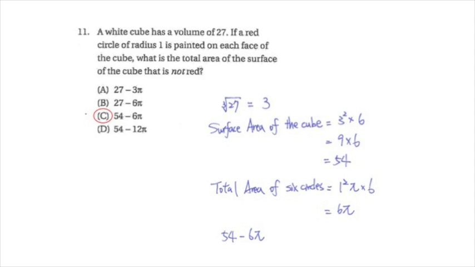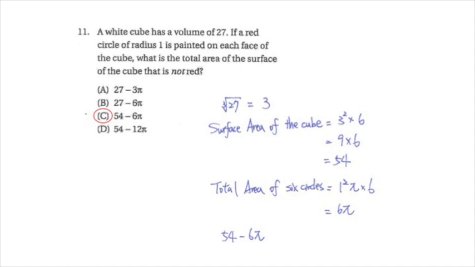Question 11, we're given a white cube with volume 27, and it is said that each face of the cube is drawn with a red circle of radius 1. And we're asked what is the total area of the surface of the cube that is not red. So first we need to find out the dimension of the cube. So cube root of 27 equals to 3, which means each side of the cube has length 3.